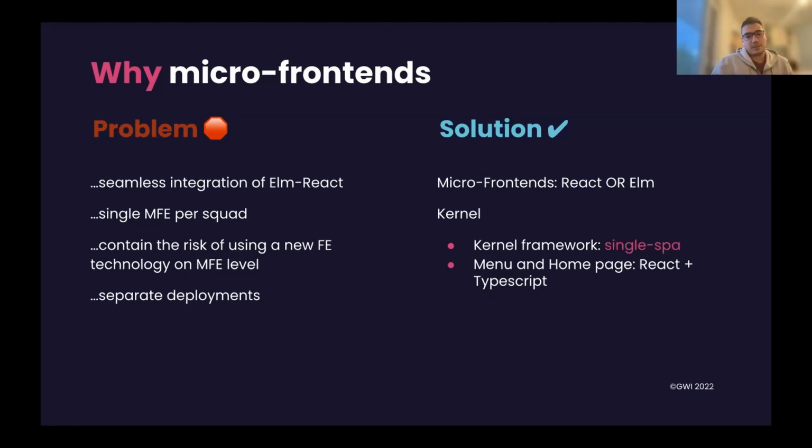The solution to that, as you have already guessed, are the micro-frontends, which means that we could create micro-frontends either in React or in Elm. And those two worlds were working pretty well with each other. In addition, because we also needed someone to host all those apps, we introduced the kernel. And back then, the main framework that made sense was single-spa, which we also have until now. In addition, part of the kernel, again in our context, are the top menu along with the homepage. And those two are in the kernel repository, written in React and TypeScript.